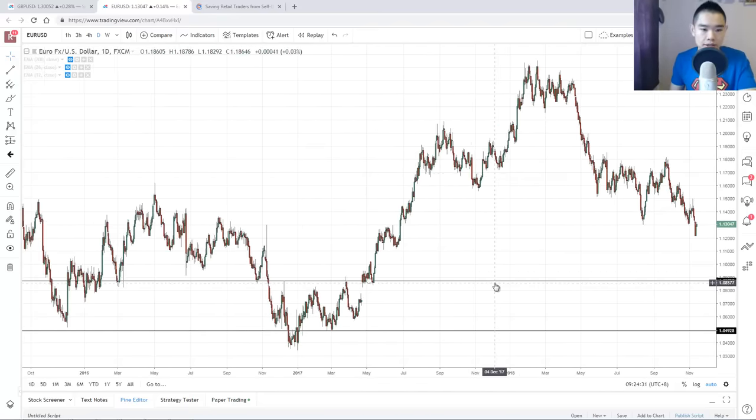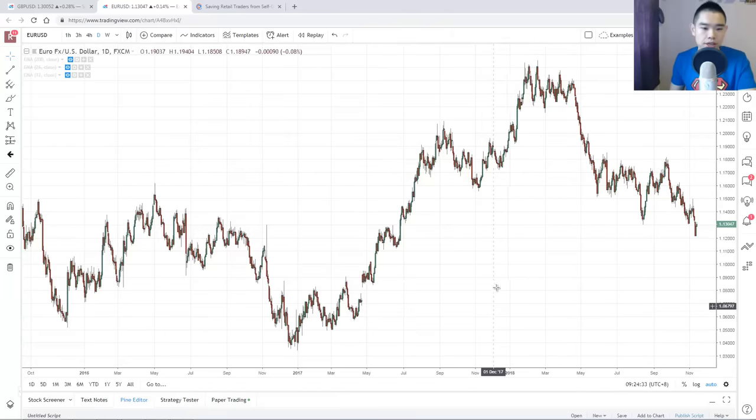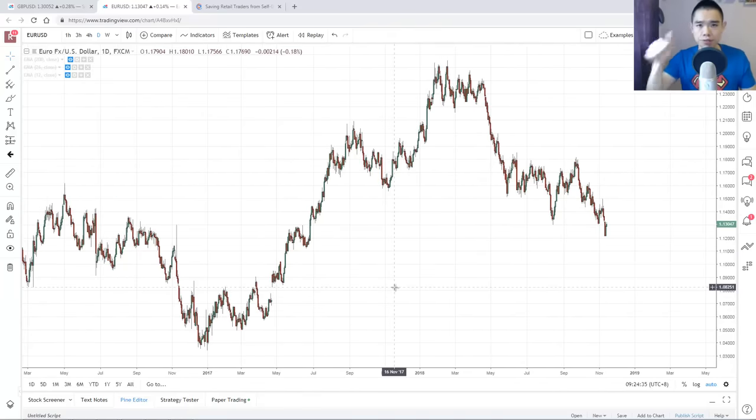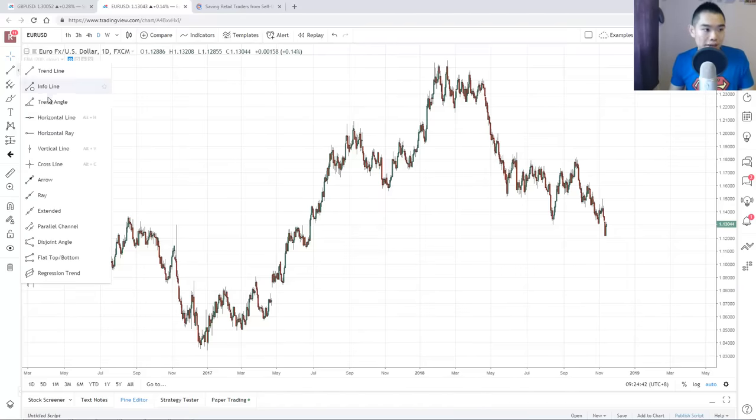There are some levels here. Let me just remove them. Okay, now we are starting from scratch. So that's the first thing: zoom out your charts. Second thing, draw the most obvious level. So that's what I'm going to do right now.